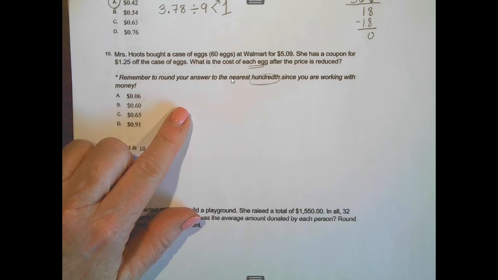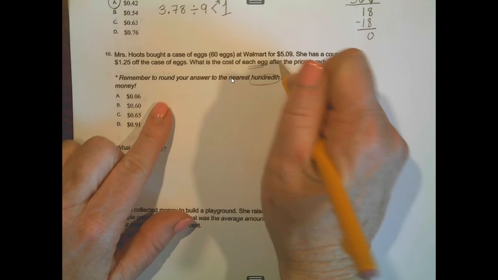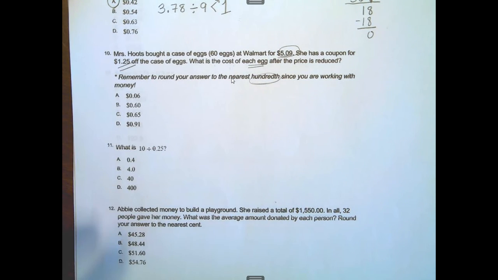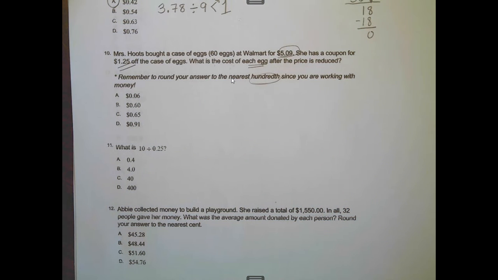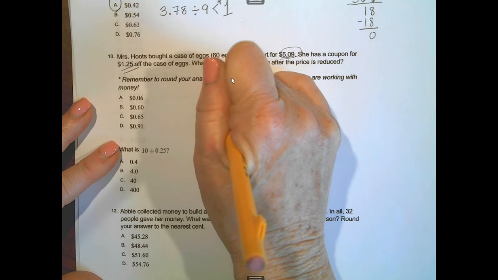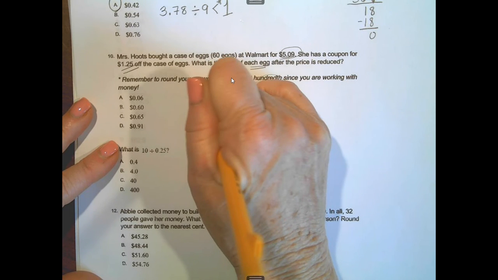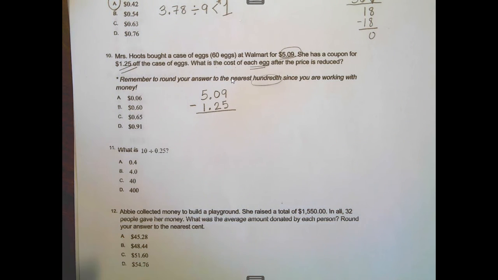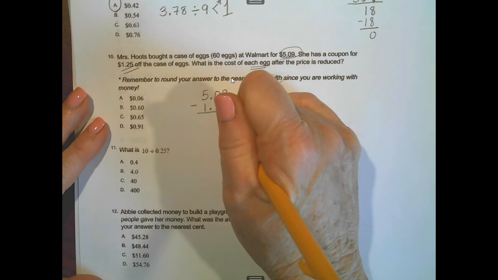So let's talk about the cost of the eggs. The cost of the eggs is $5.09, but she has a coupon for $1.25 off each case. So when you present a coupon, they subtract the price of the coupon from the cost of your product. So if the eggs are $5.09 a case and we subtract that coupon for $1.25, we will get the new cost of the case of eggs. So 9 minus 5 is 4.